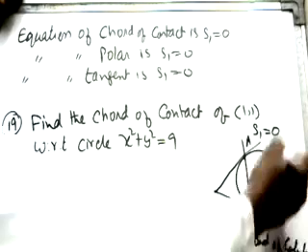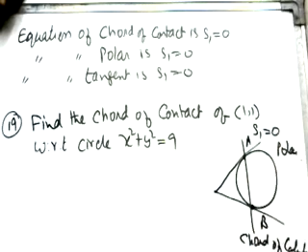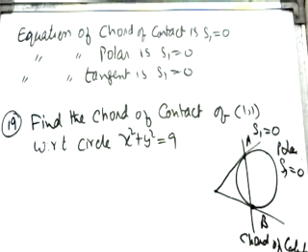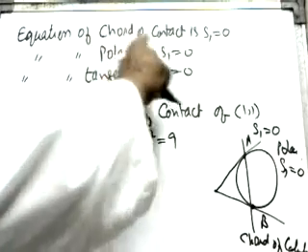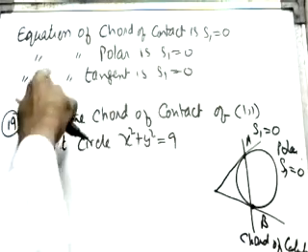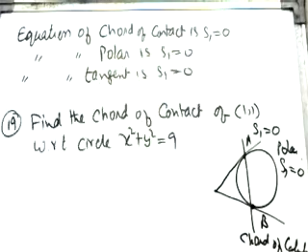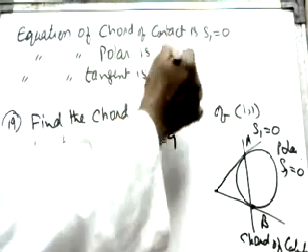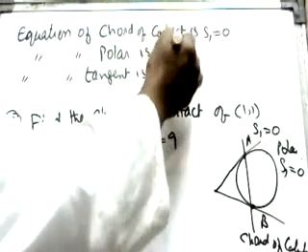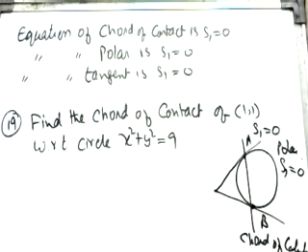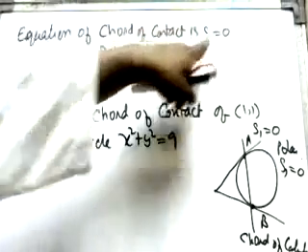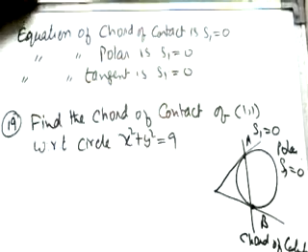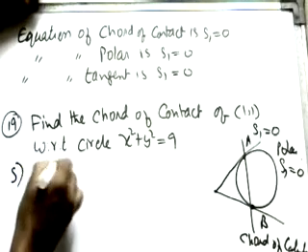Its equation will be S1 equals 0. In the same way, there is a definition for polar. The equation of polar is also S1 equals 0. So for these three we are having the same formula. The equation of chord of contact is S1 equals 0. The equation of polar is S1 equals 0. And the equation of tangent is also S1 equals 0. The difference will depend upon the point, whether it lies on the circle, outside the circle or inside the circle. But the formulas will be the same for chord of contact, polar and tangent. All three will have the same equation, S1 equals 0.